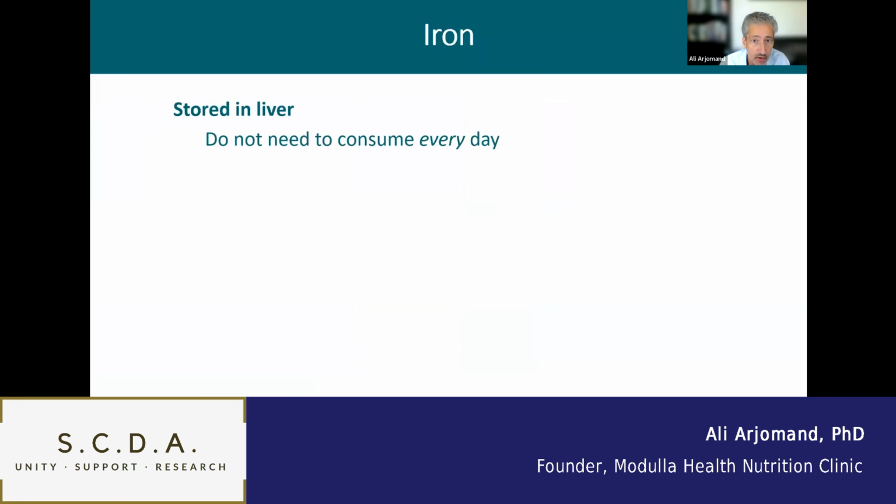You do not need to consume it every day, but if you don't consume it over a period of time, your liver is going to run out. So from the liver, it's distributed to the parts of your body that need it, and it's used. The protein that does that is called transferrin.